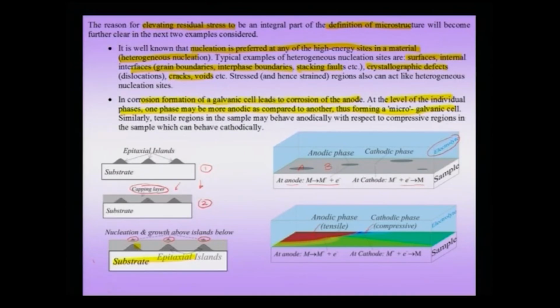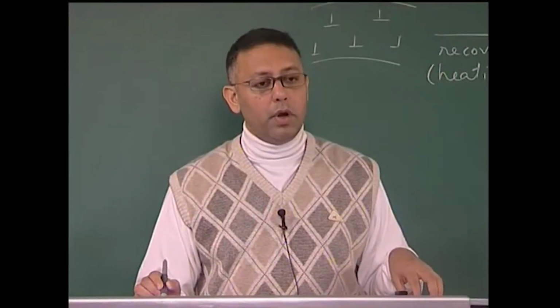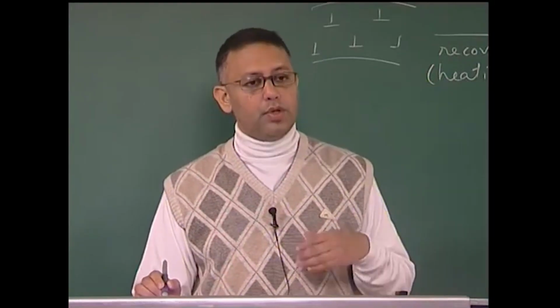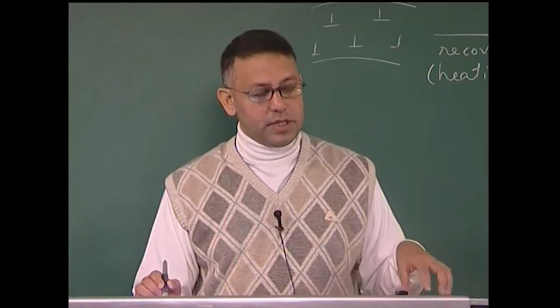The tensile region may play the role of an anode here, wherein the metal gives rise to M plus and an electron, that means it dissolves into the electrolyte, and at the cathode the positive ion combines with the electron to deposit there. In other words, now I can have a selective dissolution of the anodic tensile region. This is occurring of course at the length scale of the microstructure I am showing here, but it is occurring not because of the precipitate as we saw in the previous case, but it could also occur purely because of the residual stresses present in the material.